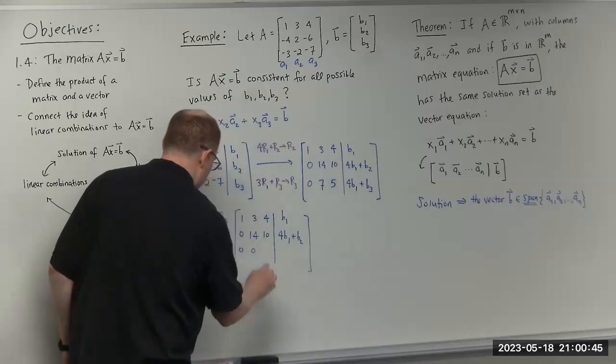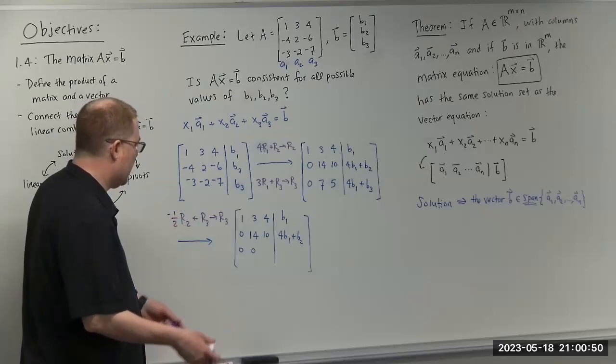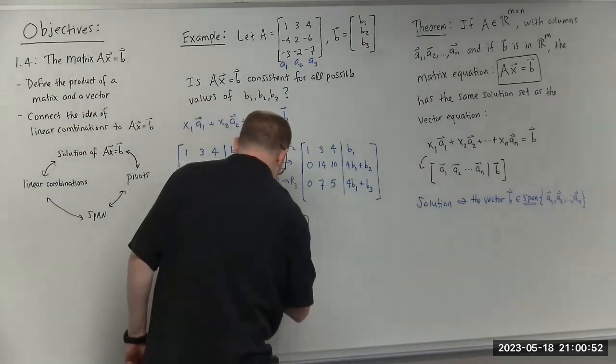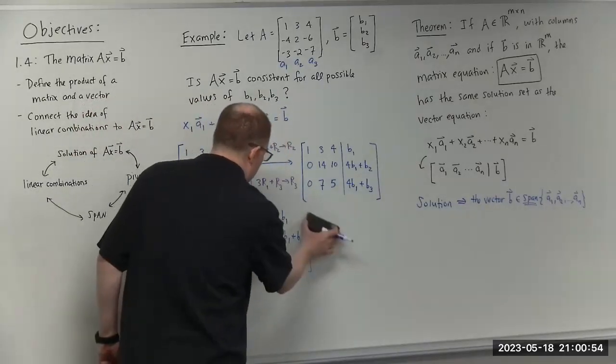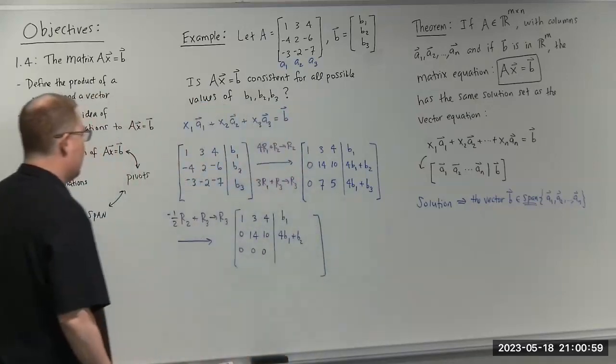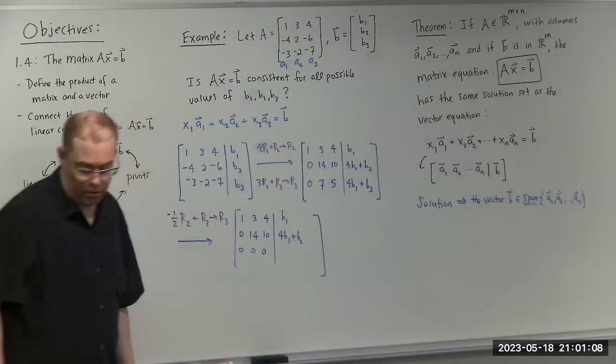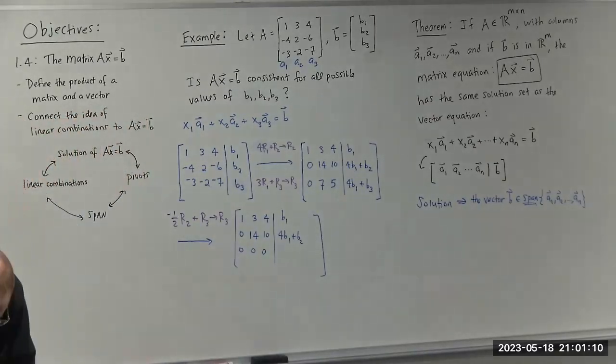So we get 0 here. Negative 1/2 of 10 is -5, and -5 plus 5 is going to give us 0. And then to make some more space here, we have minus 1/2 times 4b1 plus b2, plus 4 times b1, I'm sorry, plus 4 times b1 plus b3.